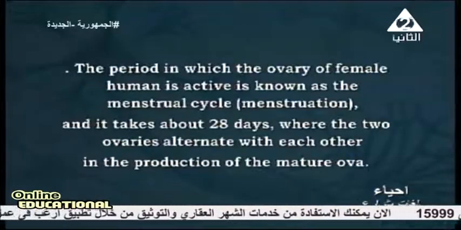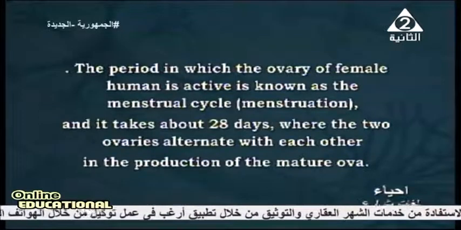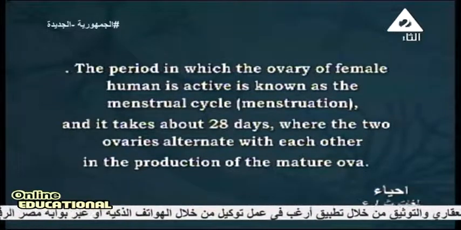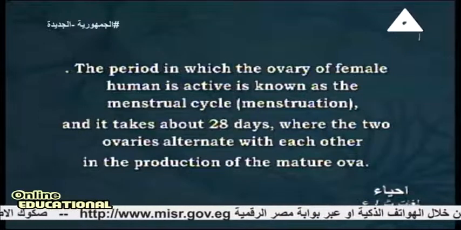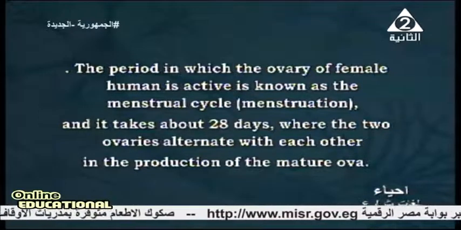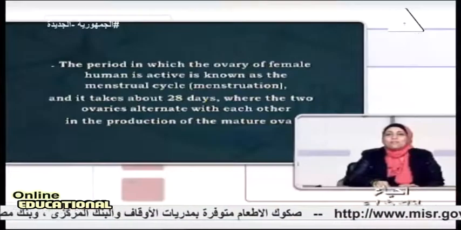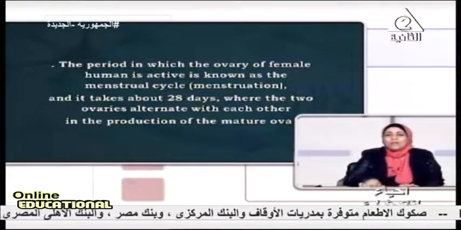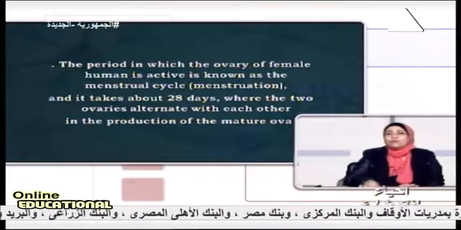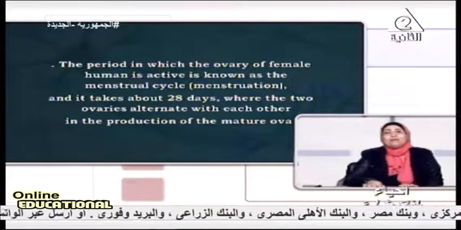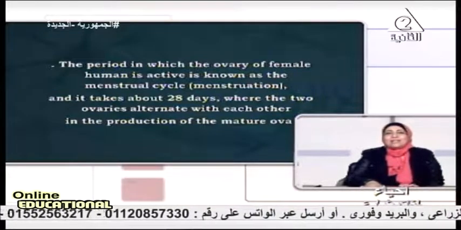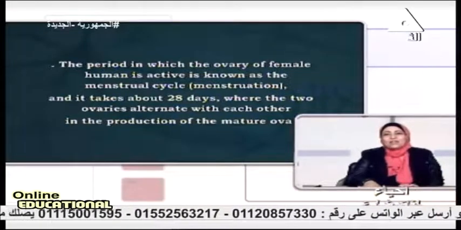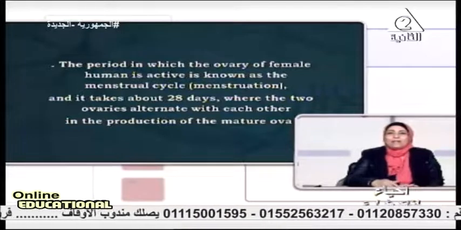The period in which the ovary of the female is active is known as menstruation or the menstrual cycle. The menstrual cycle appears in the female with the puberty features, as one of the symptoms of puberty. This menstrual cycle takes 28 days, and differs from one female to another.